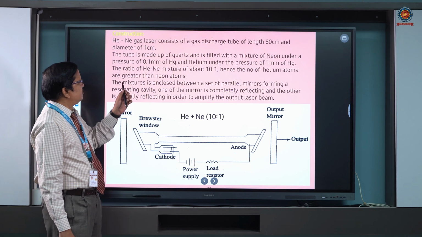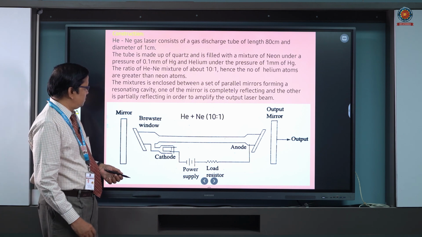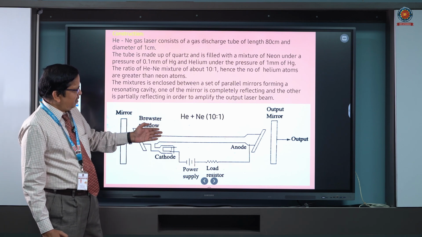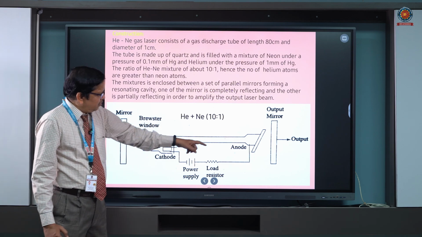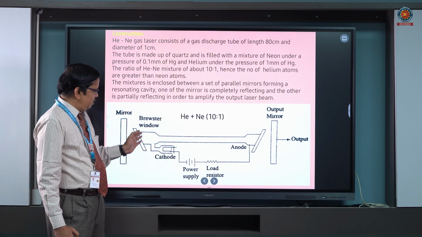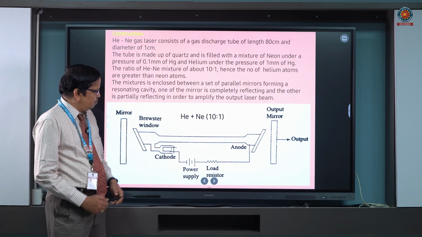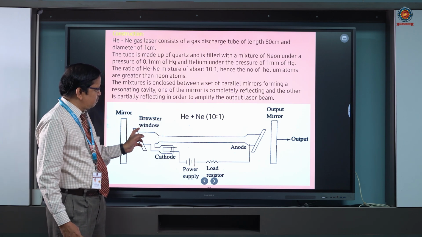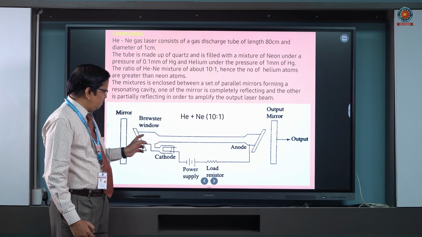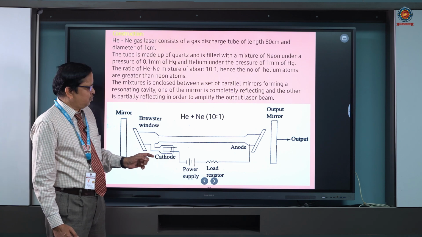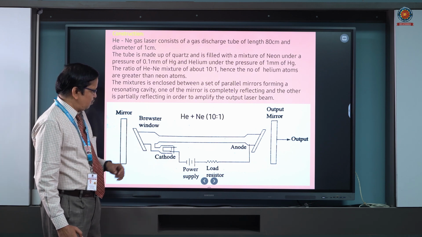So let us concentrate on the construction of this laser. This laser contains a specially designed discharge tube. This central figure is the specially designed discharge tube, and we find that the end faces of this discharge tube are cut at a particular angle, and these end faces are called Brewster's windows. Because of this special design of the discharge tube, we get a highly polarized laser beam from this source.